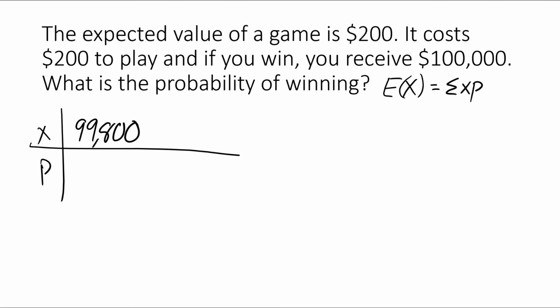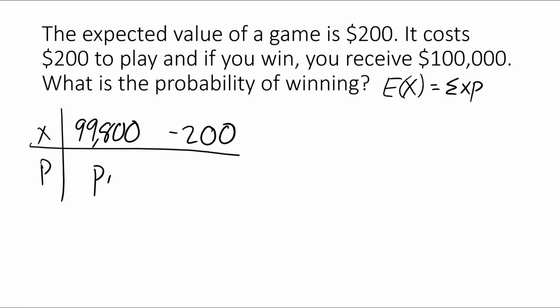Now, we don't know the probability that that happens, but that is the probability of winning, and that's the probability that we're looking for. So let's call it P1. Now, the other outcome of the game is that you lose. And if you lose, then you don't get the $200 back that you paid to play the game. So that would be negative $200. That's our other x value.